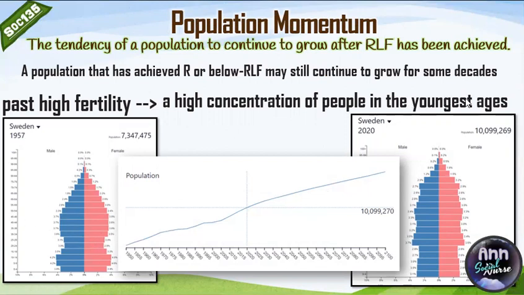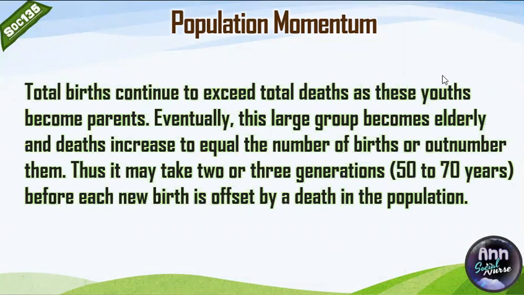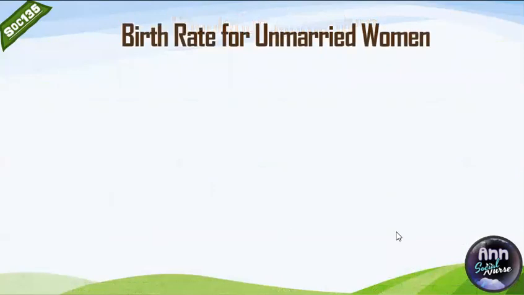Those who are in the youngest ages, who have been a lot, will soon grow, right? So although replacement level fertility was reached in Sweden by the 1960s, there are still about 22,000 more births than deaths each year. Total births continue to exceed total deaths as these youths become parents. Eventually, this large group becomes elderly and deaths increase to equal the number of births or outnumber them. Thus, it may take 2 or 3 generations, 50 to 70 years, before each new birth is offset by a death in the population.